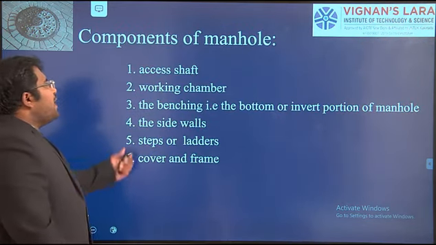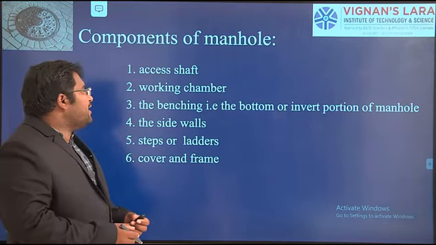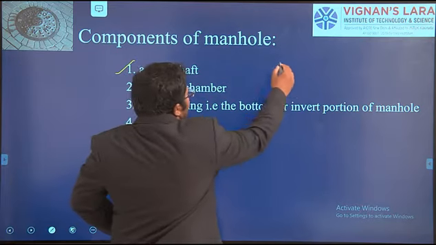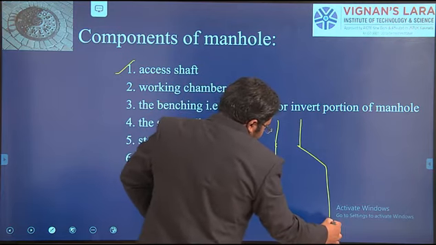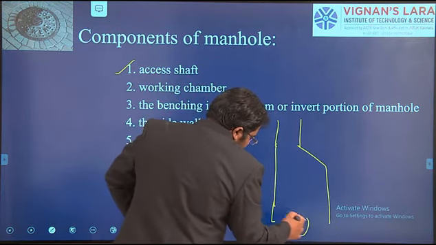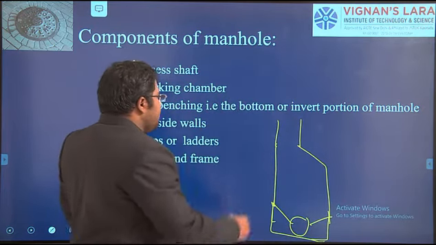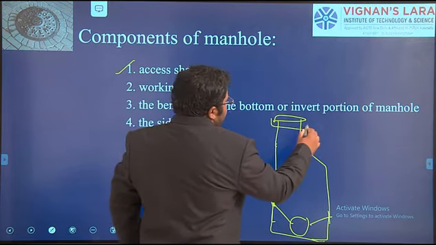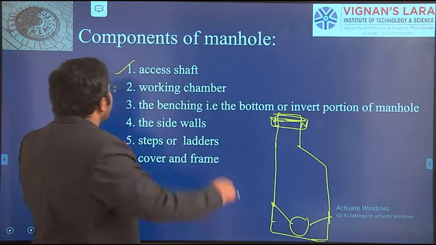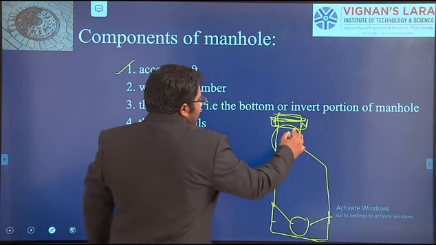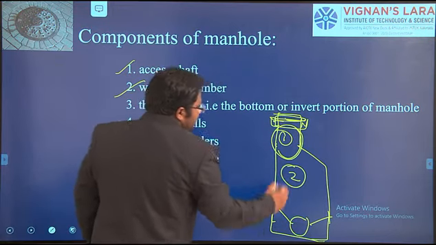Next, what are the different components of manholes? You can see we have six things, as we saw in the previous diagram. At the top we have a frame as well as the top lid; that cover is there. The first thing is the access shaft, this portion is the access shaft, number 1. Coming to the second one, the working area, this is the working chamber.